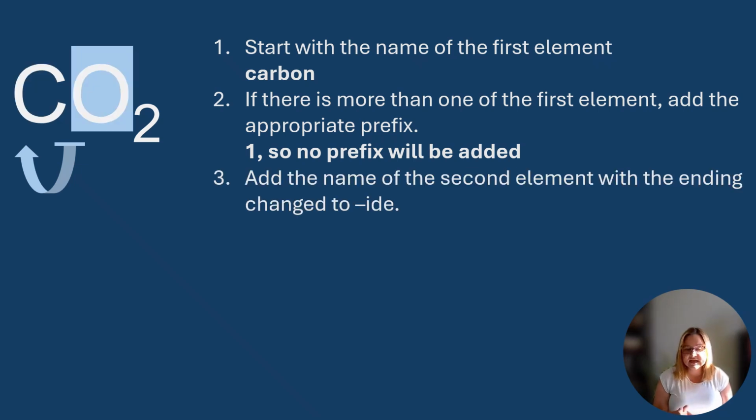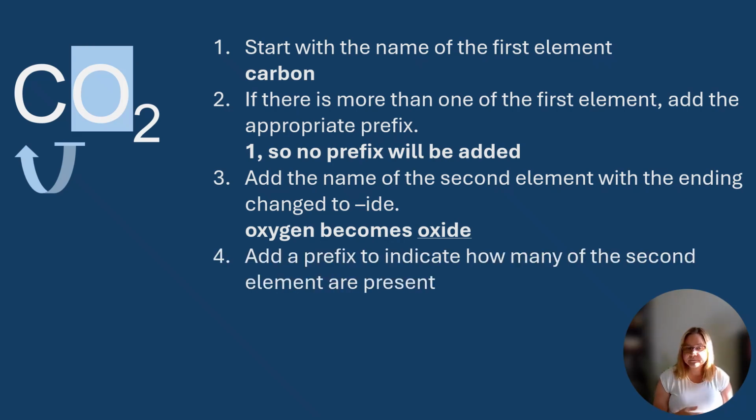Our second element is oxygen, but oxygen is the more electronegative of these two, which is why it comes second here, and we need to tell the chemist that wasn't an accident. We do that by changing the ending of the element's name to IDE. Instead of including oxygen in the name, we will use oxide. Lastly, we have to let the chemist know that there are 2 oxygen atoms in this molecule. The prefix for 2 is di, so we will place that in front of the oxide.